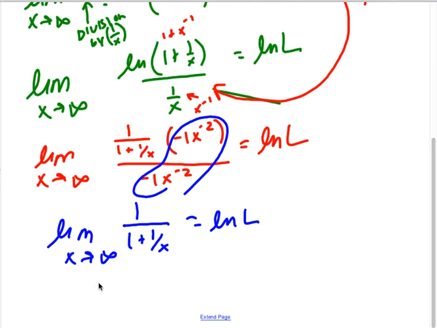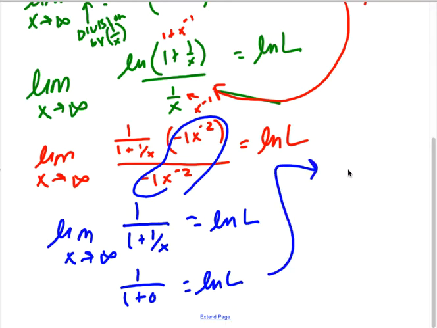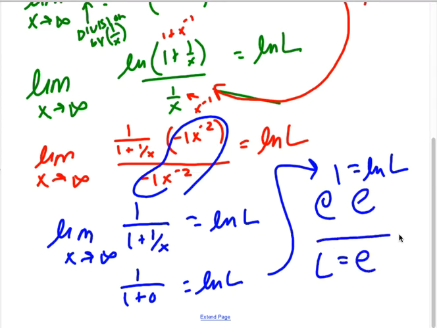Well, now when I plug in, I get 1 over 1 plus 0 is equal to the natural log of L, which means 1 is the natural log of L, and when I exponentiate to solve, my answer is that L is e, Euler's number, right?